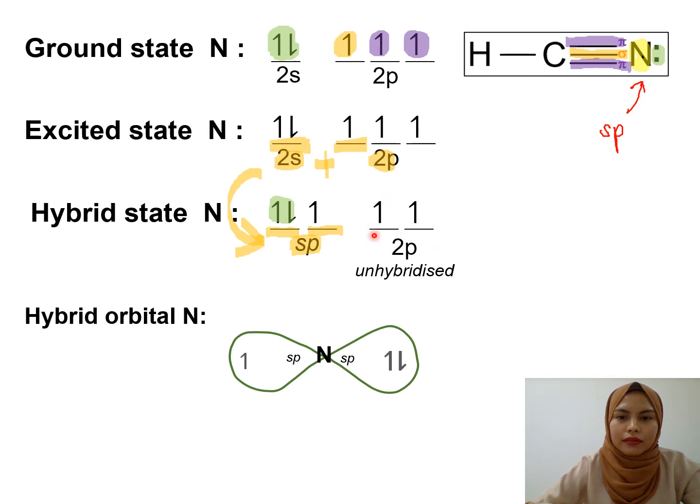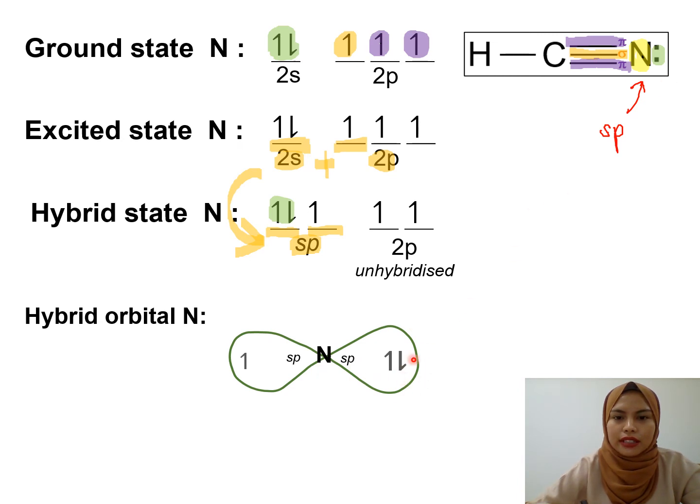Okay, manakala dua single electron dekat 2p ni, walaupun dia tak terlibat di dalam hybrid orbital, tetapi dua orbital yang ada isi elektron ni milik 2p, and is unhybridized orbital. So bila you nak lukis hybrid orbital, you tahu sp hybrid orbital kan bentuk linear, so you lukislah sp hybrid orbital.